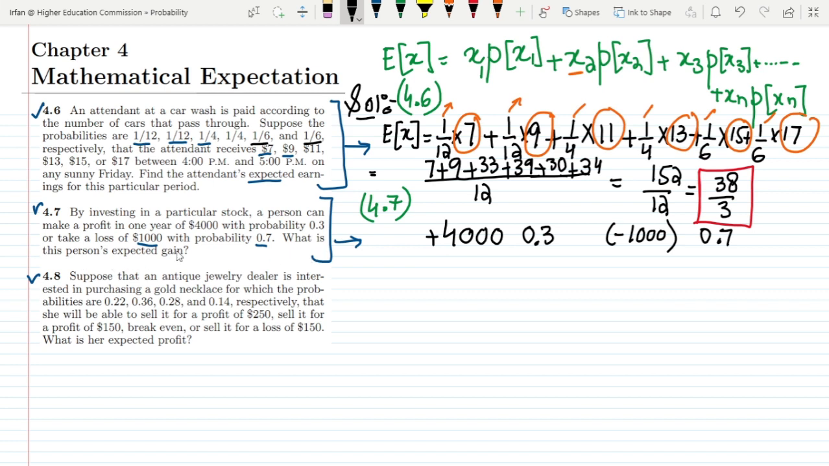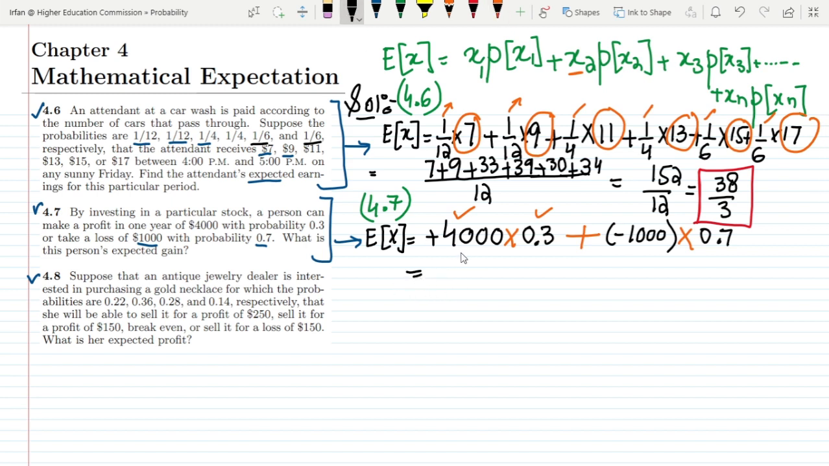What is this person's expected gain? Again, to find the expected gain is basically to find the expected value. How can we find it out? This would again be E of x, and by using the same formula, where these are the values and these are the probabilities, let me multiply the values with the probabilities, and at the end add them together. So let me calculate it.